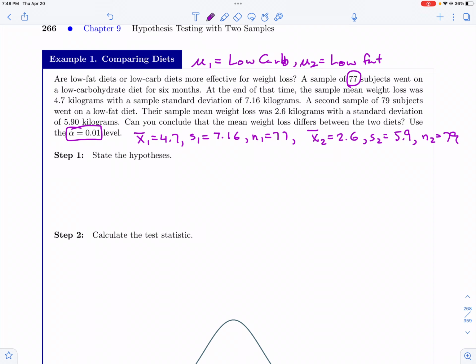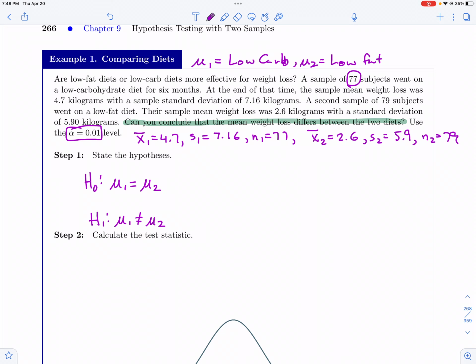Let's look at our claims. We're trying to conclude that the mean weight loss differs between the two diets. Remember, whenever we're doing differs, that's going to be our not equals case. So for this one, our H1 is that mu1 is not equal to mu2, and our H0 is that mu1 equals mu2. All right, so we've got our claims.